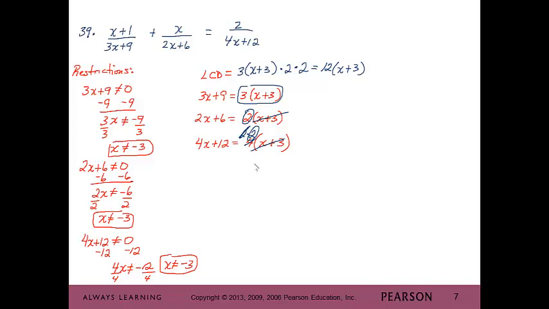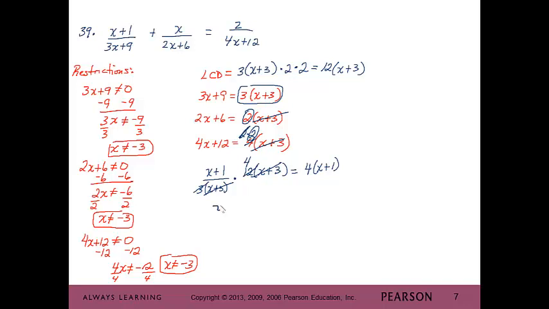So now we're going to multiply every term by the LCD. Let's start with the first term. So we're going to have x plus 1 over 3 times x plus 3 times 12 times x plus 3. The x plus 3's cancel, and the 3 will cancel with 12, making it a 4. So this is going to become 4 times x plus 1.